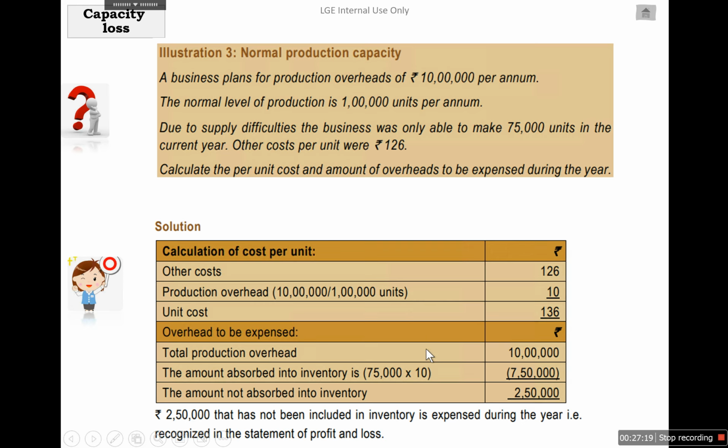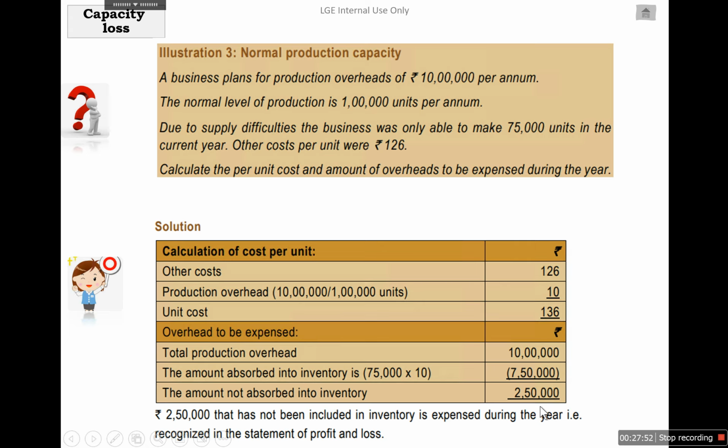So in the question, it is solved in a different way. They have taken the other cost of 120, and the production overhead they have calculated based on per unit, so it is 10 rupees per unit. So unit cost they have calculated is 130. The total production is 10 lakhs, and the amount absorbed into inventory, only 75,000 is produced. So based on 75,000 into 10, it is 7 lakh 20,000. So the amount not absorbed into inventory is 2 lakh 50,000.